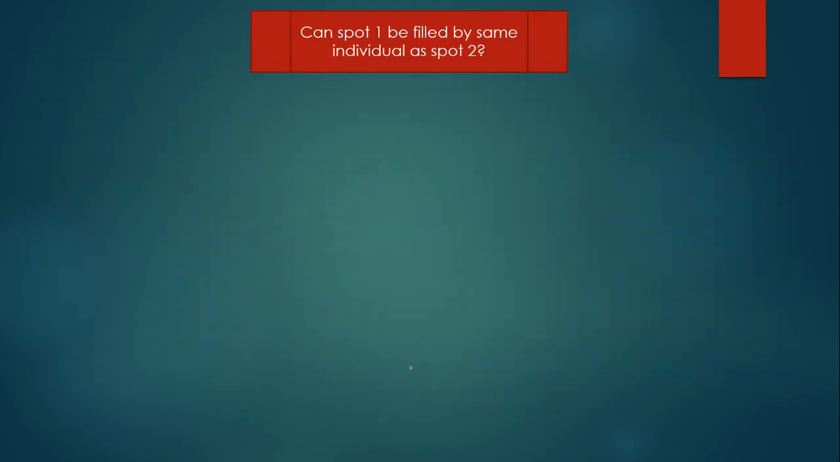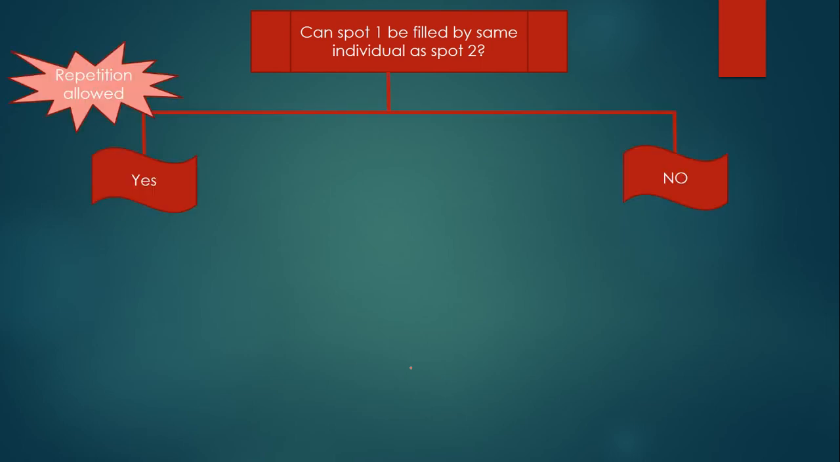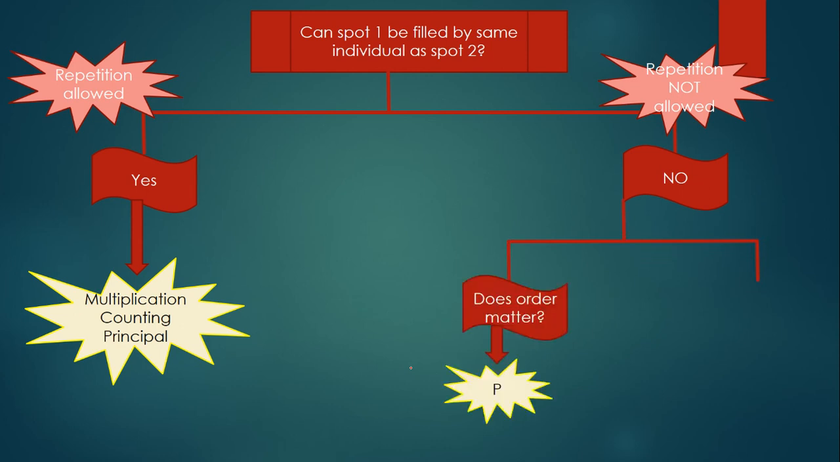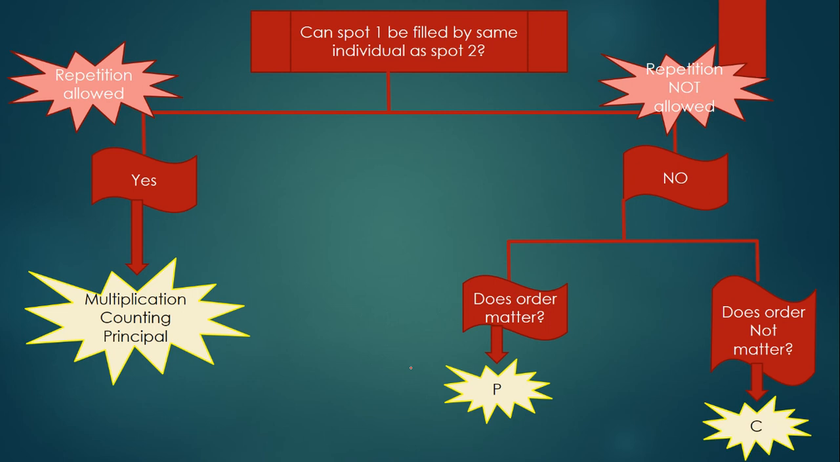All right. Can a spot be filled by the same individual as spot 2? Let me reword that. If I can have the same thing twice, then repetition is allowed, and we're going to use the multiplication counting principle. If I can't have the same thing twice, repetition is not allowed. Now I have to decide whether order matters. If order matters, we're going to use P. If order does not matter, we're going to use C.